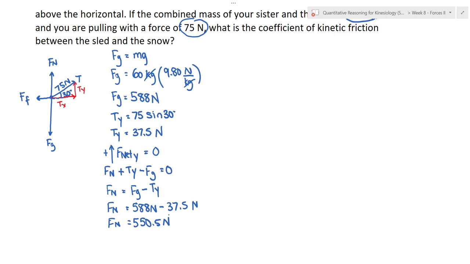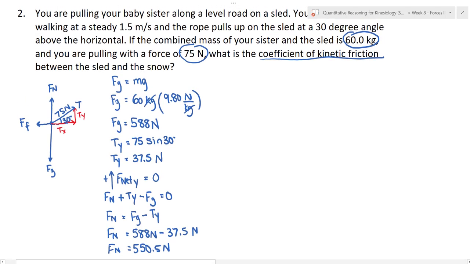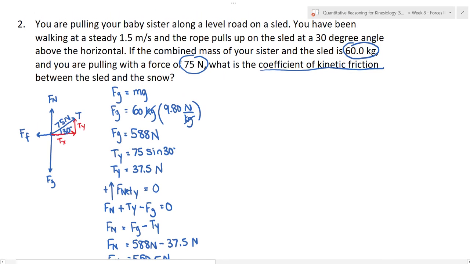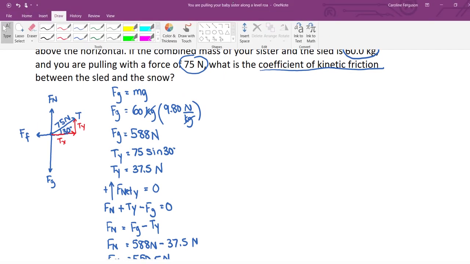Next, I want to find my force of friction. Okay, so how am I going to find my force of friction? Normally, I would say the force of friction is equal to the normal force times the coefficient of friction. But in this question, it's asking us for the coefficient of friction. That's what the question's asking for. So we need another way to find our force of friction. And for that, we need to be very careful when we're reading the question. There's a key word there that's very easy to miss.